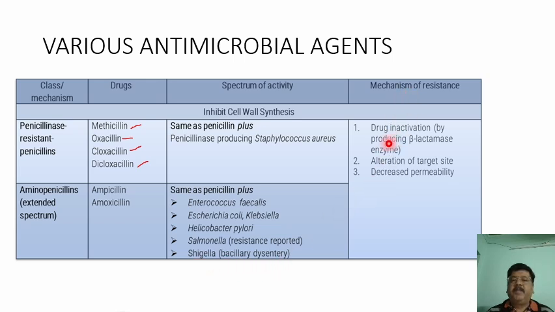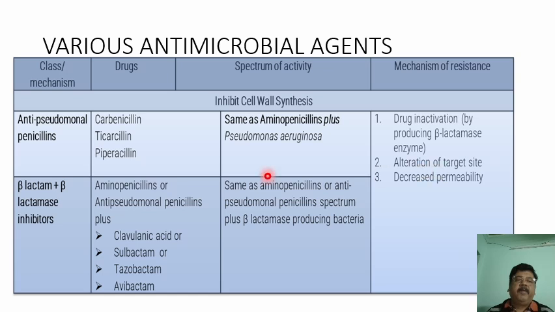The mechanism of drug resistance: drug inactivation by producing beta-lactamase enzyme, alteration of target site, and decreased permeability of the antibiotic. Then anti-pseudomonal penicillins: carbenicillin, ticarcillin, and piperacillin. Again, these inhibit the cell wall, and the spectrum of activity is the same as aminopenicillins, and in addition to that, they act on Pseudomonas also.